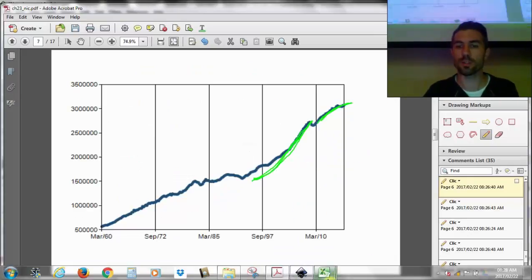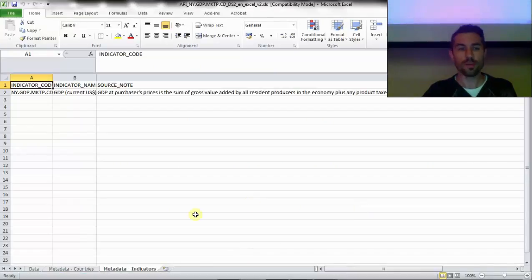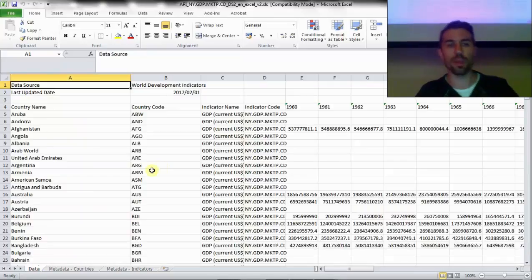What I also went and got was data from the World Bank.